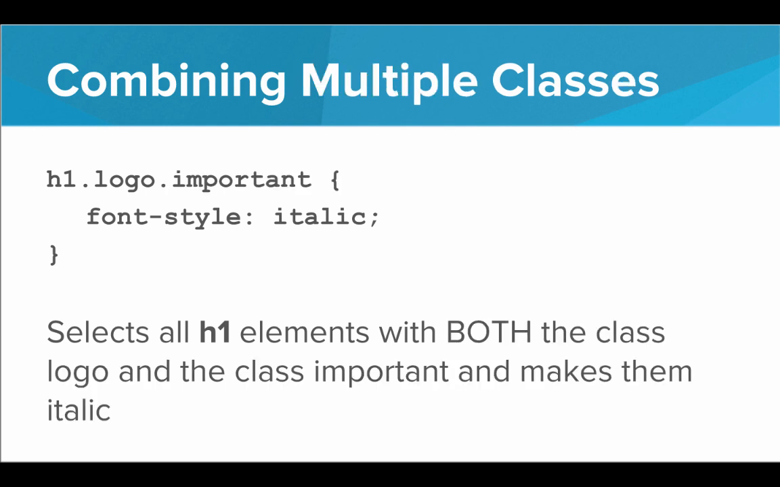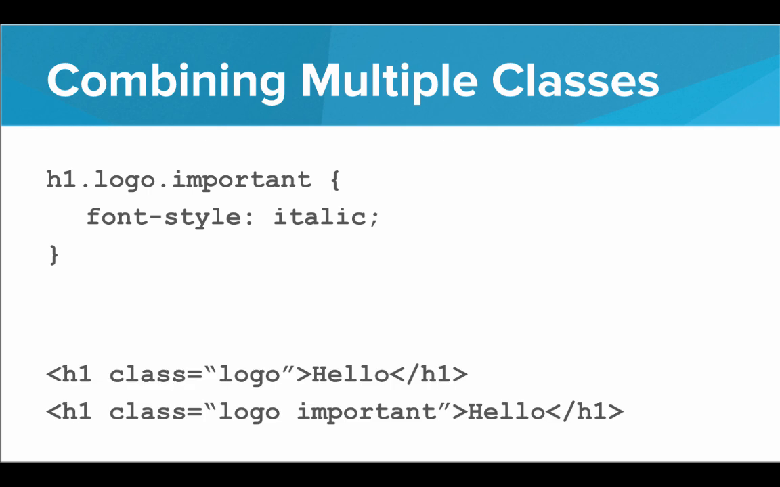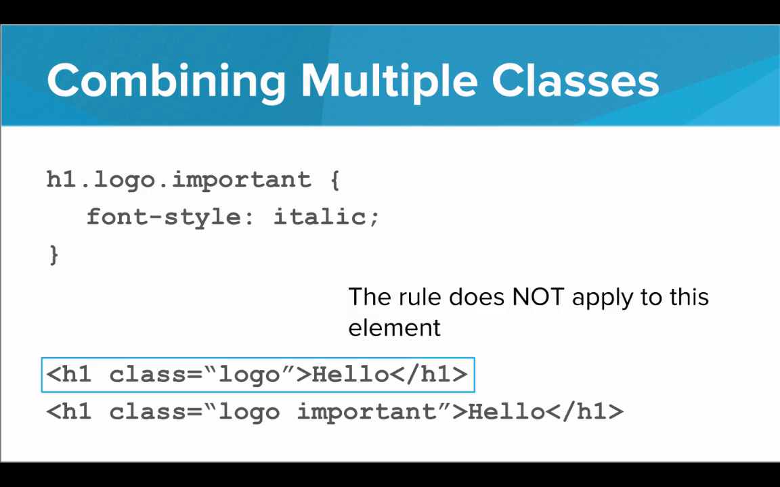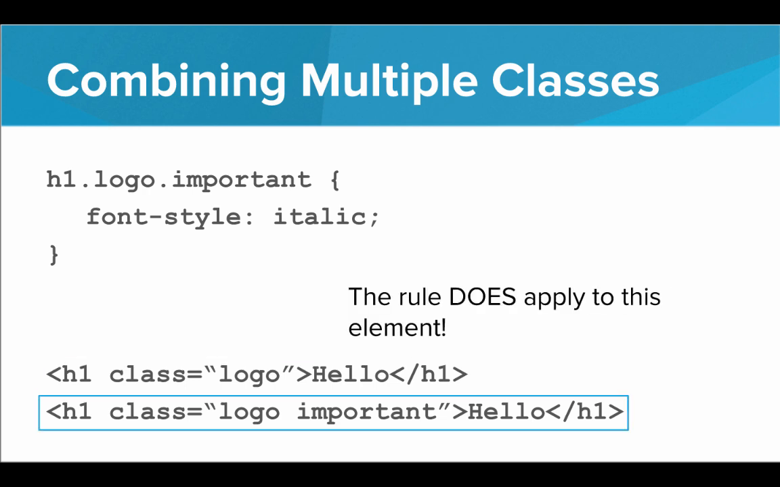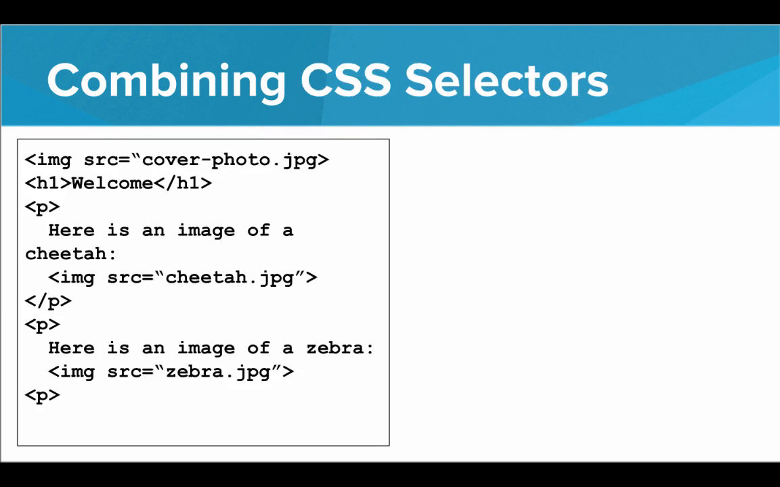We can actually combine multiple classes in the selector by repeatedly adding more periods and class names. So if we do h1.logo.important, this is selecting all h1 elements with both the class logo and the class important, and it makes them italic. So to visualize this, if we had an h1 with the class logo and an h1 with the class both logo and important, this rule would not apply to the first element and it would only apply to the second element.